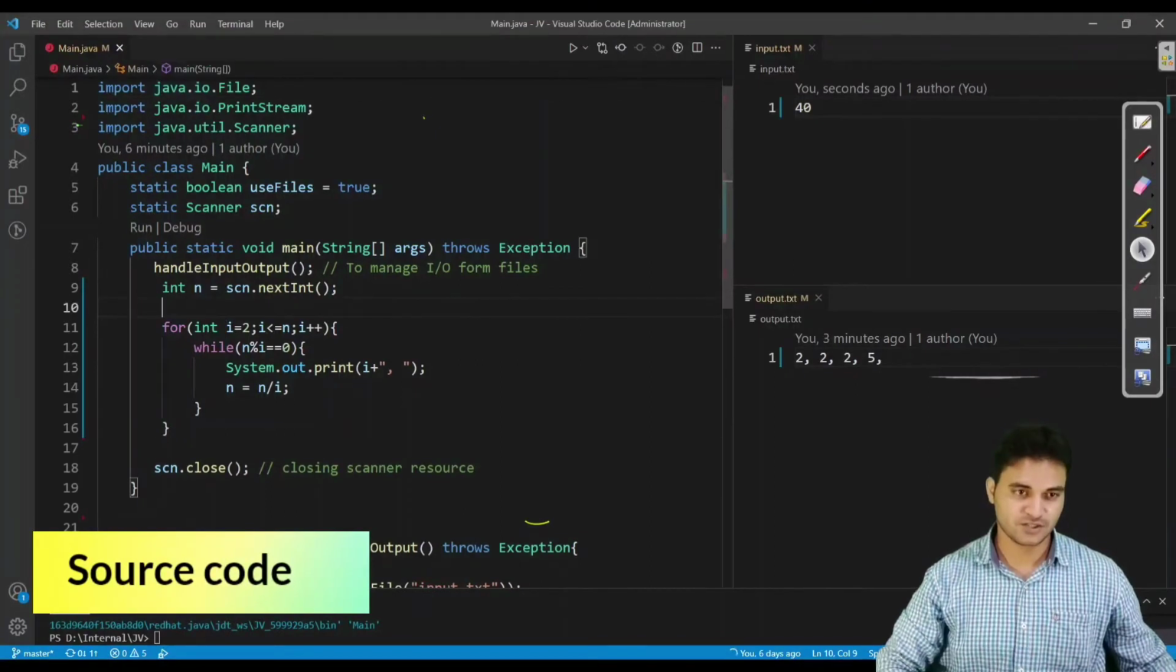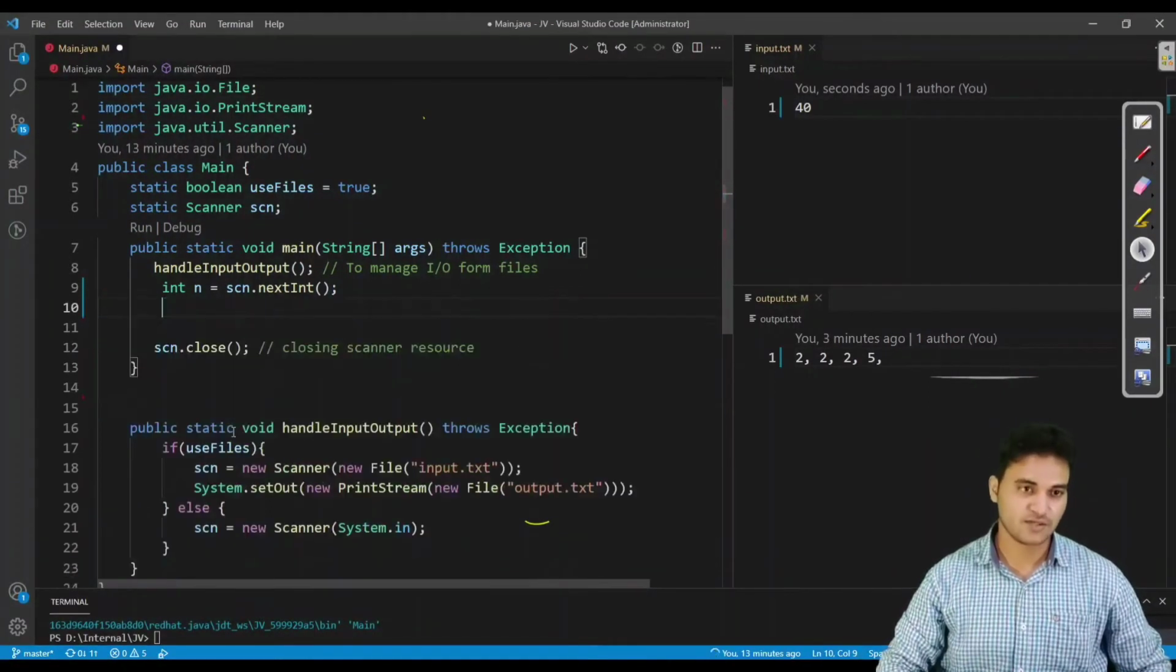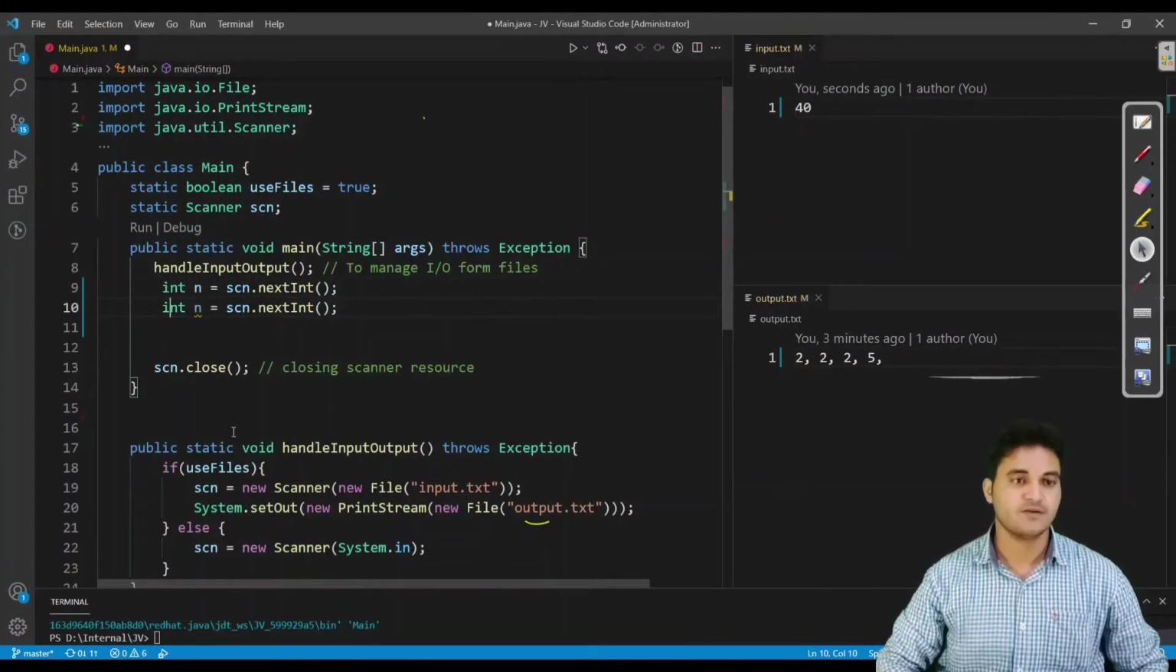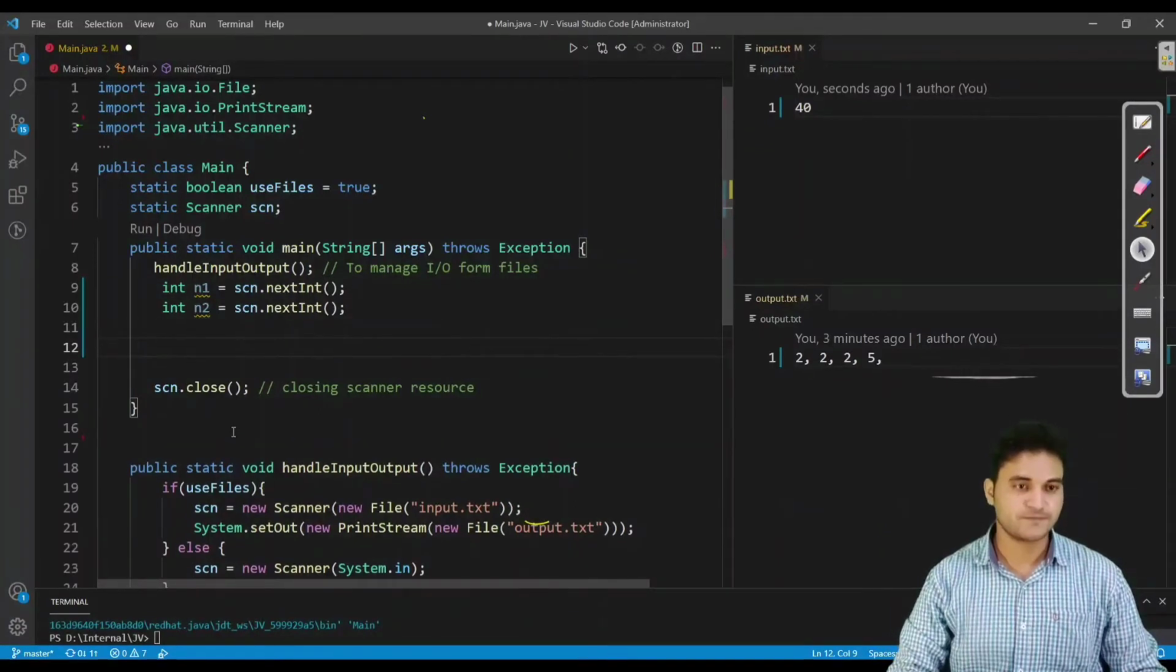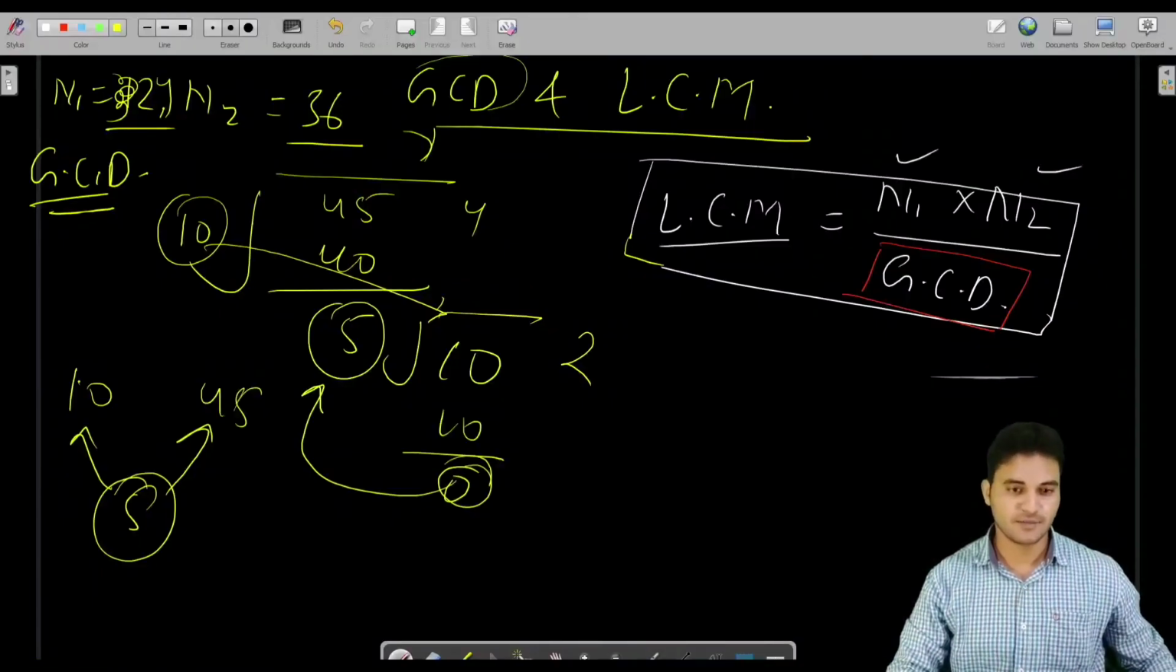So this is the code for the previous one. I have already pushed it onto the GitHub repository. You can download it from there. So we have to take two numbers, n1 and n2. What we will do is calculate the GCD. For that, let us write till when we have to do this operation. You can see, till the remainder is not 0.